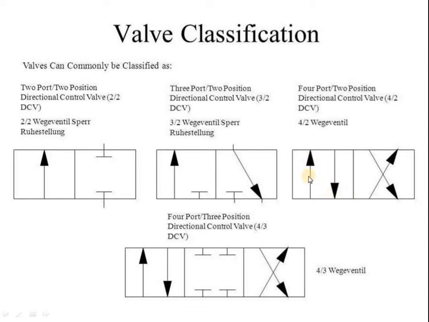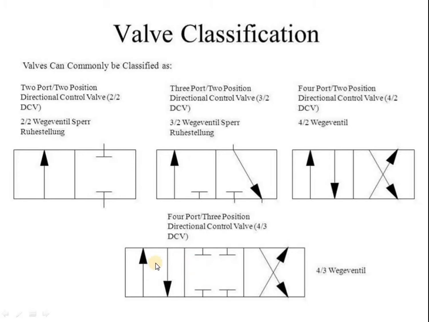So this is one valve, and this is one, and this is one, and this fourth one. It consists of a total of 4 ports and 2 positions, so that's why I can call it a 4/2 valve. Okay, so the last one is the 4/3 valve.